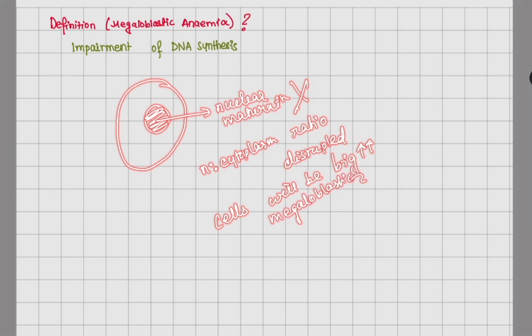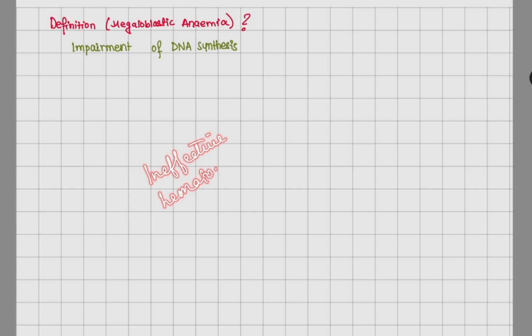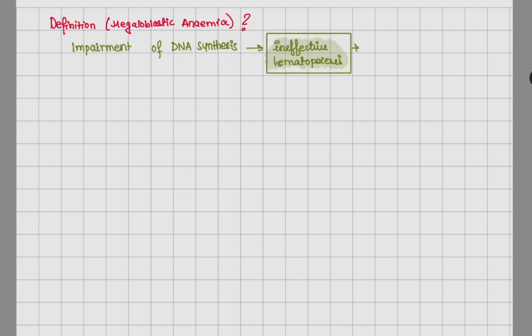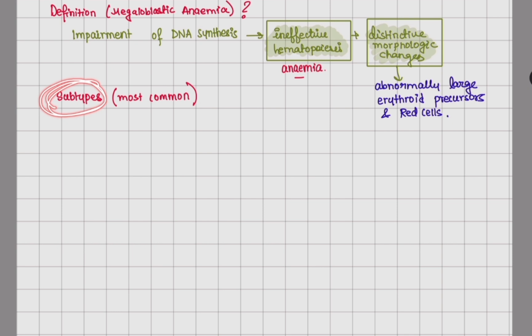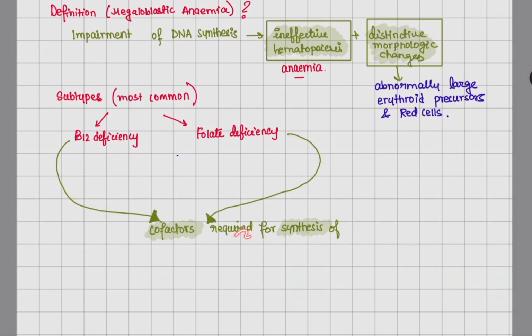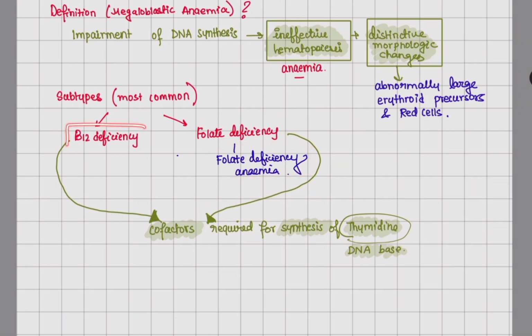This will lead to ineffective erythropoiesis. So this ineffective hematopoiesis leads to anemia, and there are also distinctive morphological changes which present as abnormally large erythroid precursors and red cells. So the two types of megaloblastic anemias occur due to B12 deficiency and folate deficiency. Both are important cofactors required for synthesis of thymidine, which is a DNA base. Folate deficiency causes folate deficiency anemia, and B12 deficiency is mostly due to pernicious anemia.